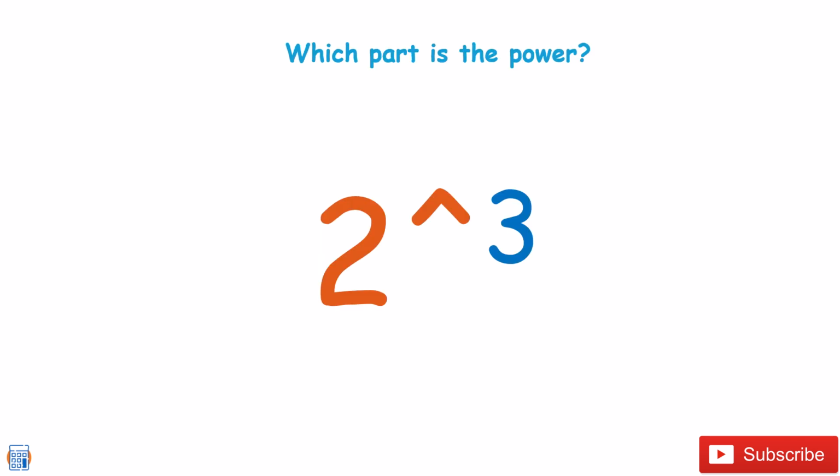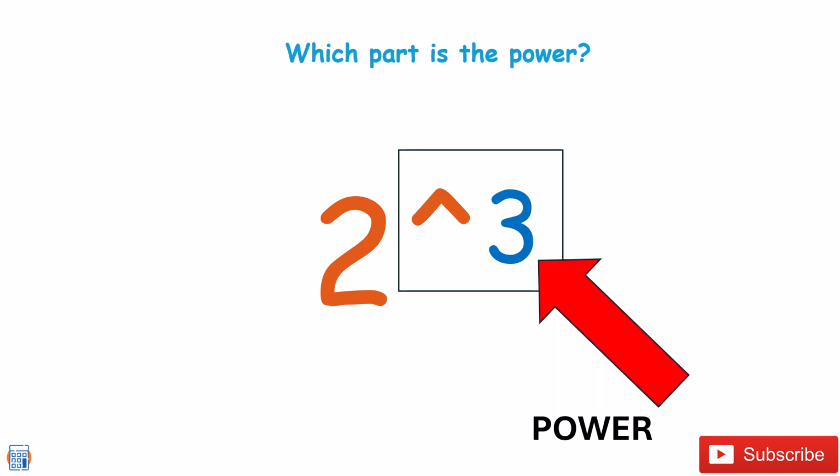So starting off, which part is the power? It is this part here, so it's anything raised above the number. So 2 to the third, the third is the power bit.